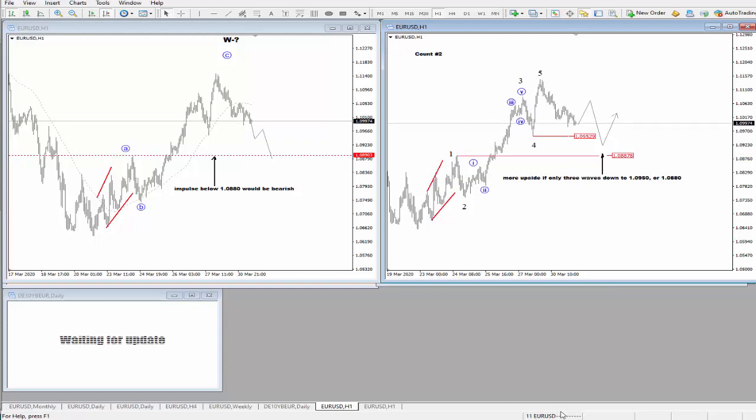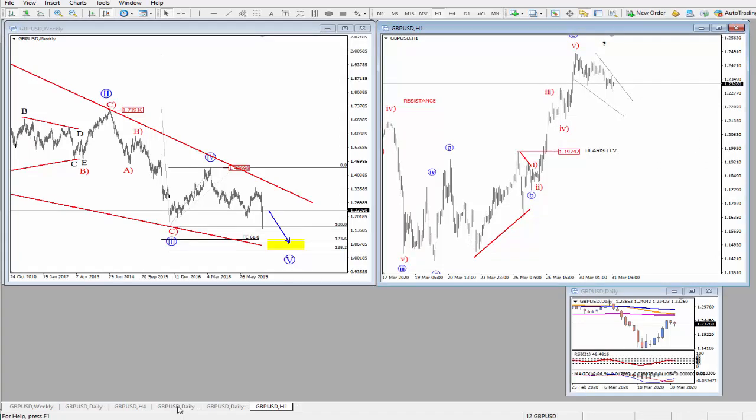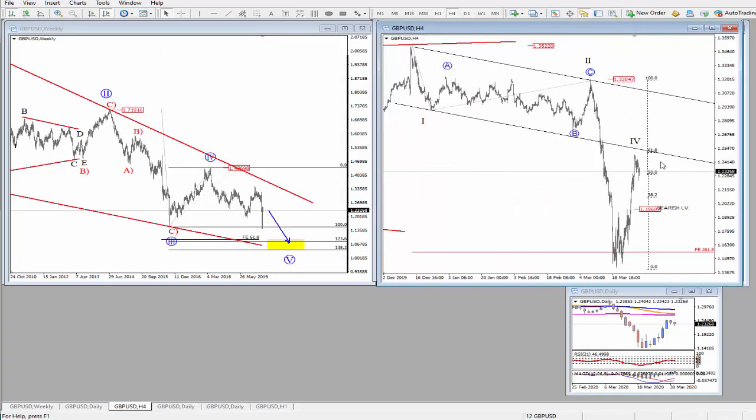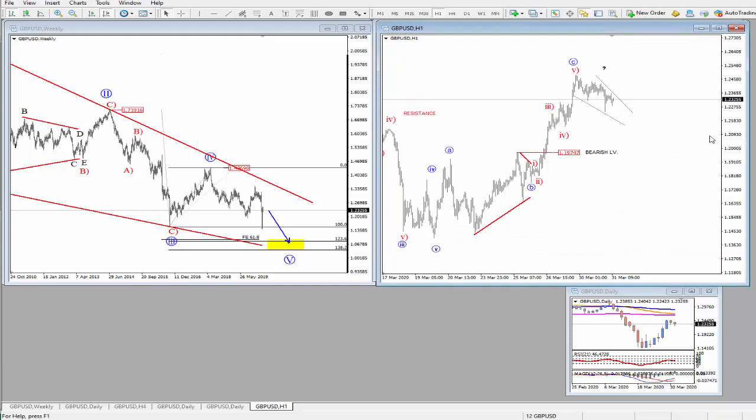Now if we look at cable, on a 4-hour chart it is still in a very important zone. Watch this trend line of the base channel as well. It's a parallel trend line. Okay, so it's an important potential resistance area, but again, you need an impulsive decline. So far that's not the case.